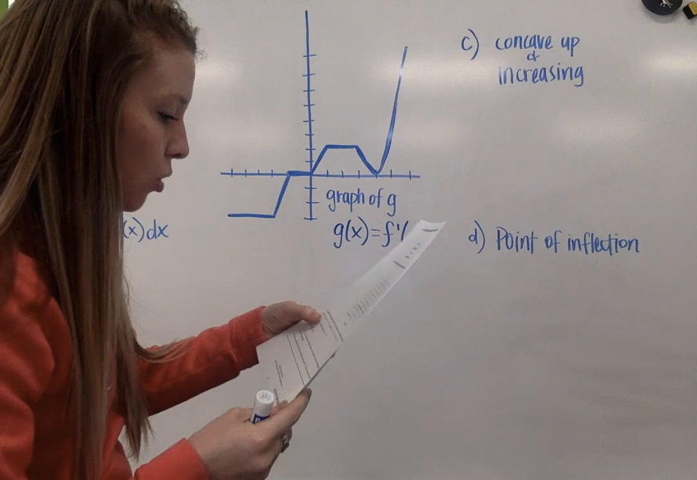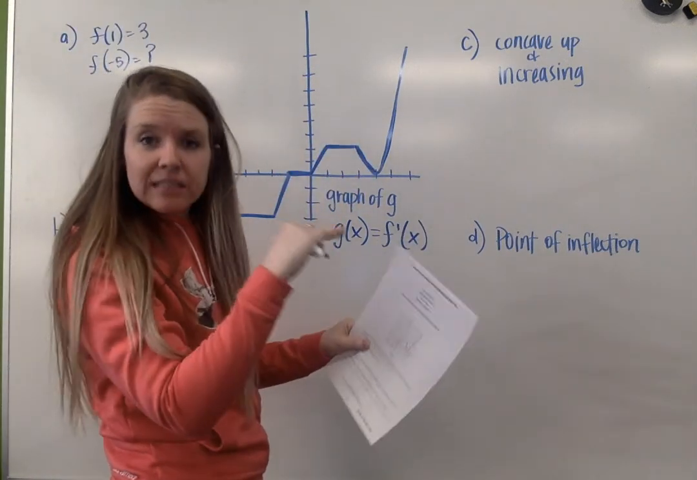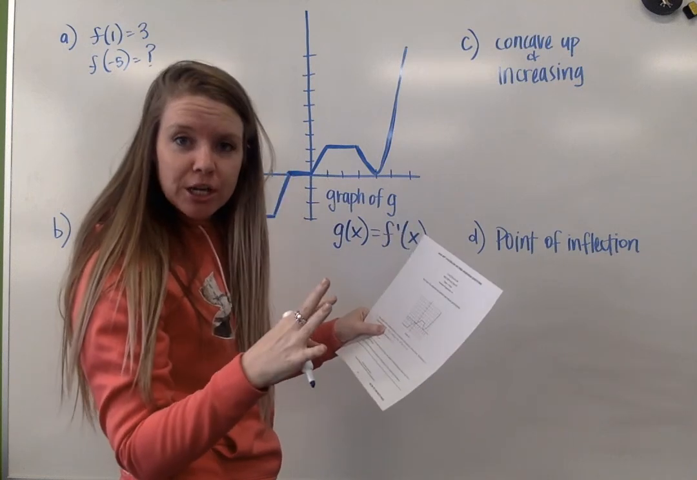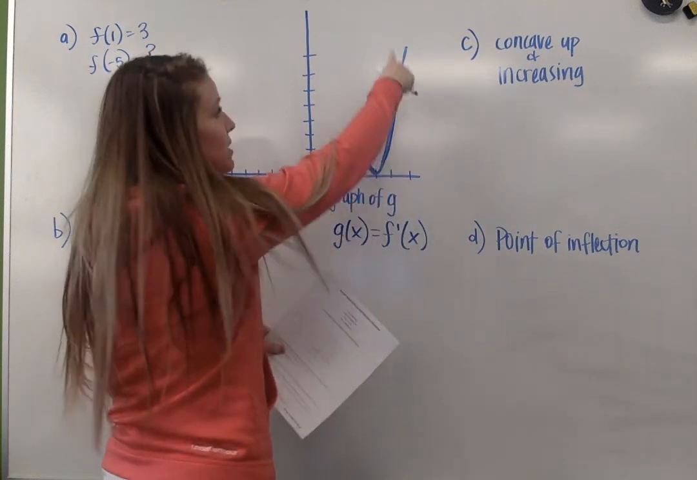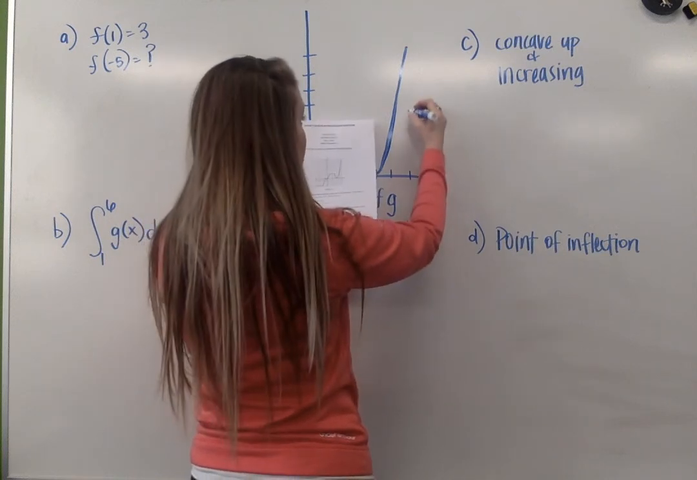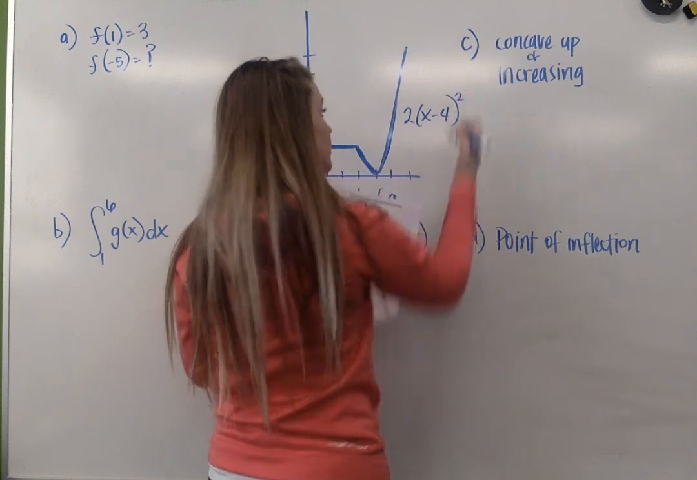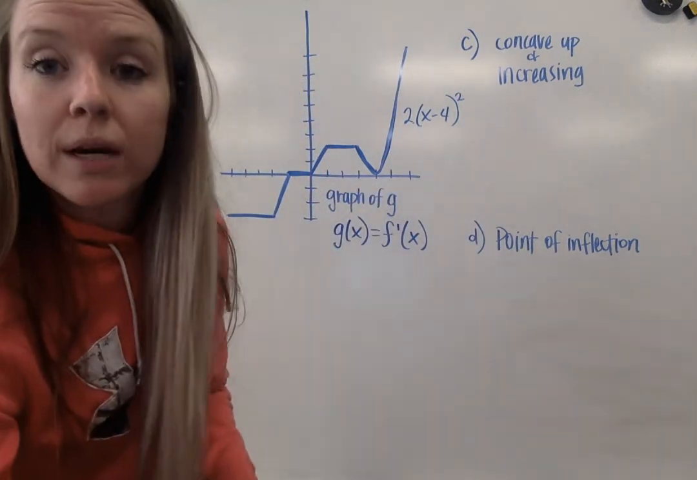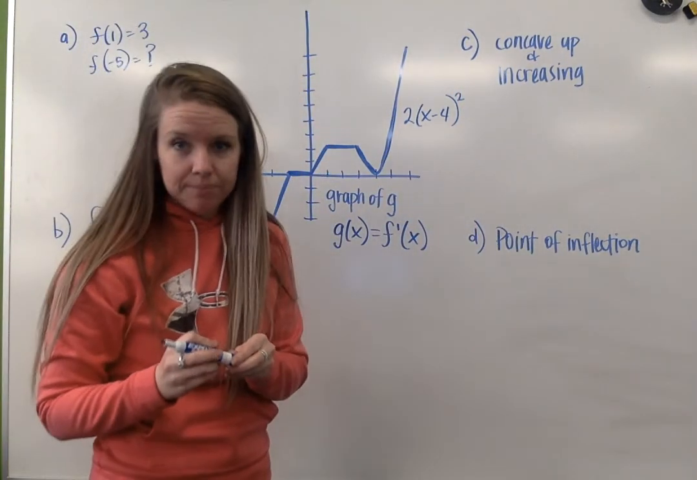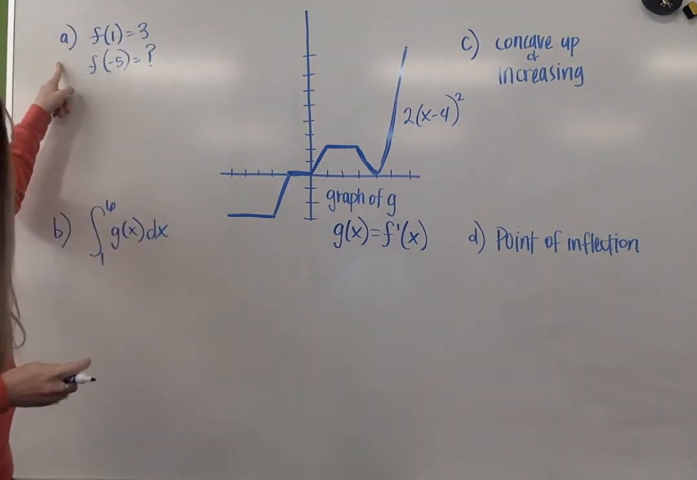Then they've told us that we have this piecewise. It's nice and linear, so we've got some geometry shapes that we can deal with. But then we have this parabola at the end, and they've told us that the parabola is 2 times (x minus 4) squared. So we're going to have to use that at some point. All right, so let's start with part A.